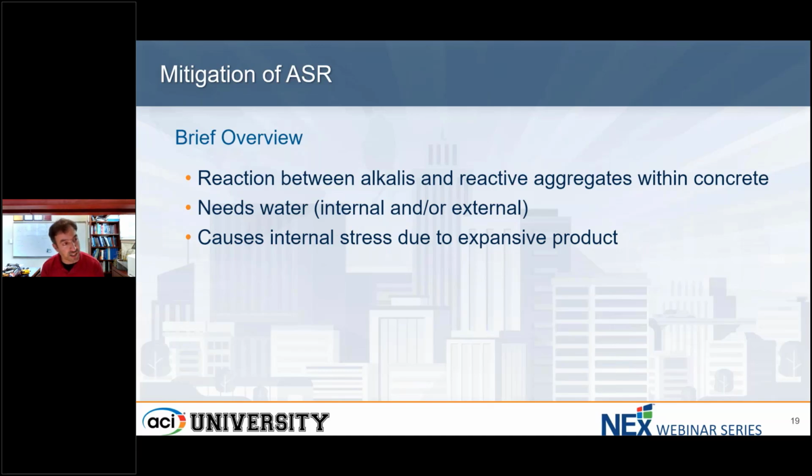I think probably a lot of you know what ASR is, and so I summarized it in a single sentence. It's a reaction between alkalis and reactive aggregates. Ooh, this is why I get paid the big bucks. But the really important part is it needs water to go. If there's no water, we don't have a reaction.